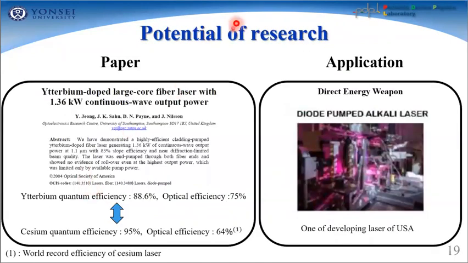The potential of my research is high efficiency. The left paper is a ytterbium doped large core fiber laser paper with 1.36 kilowatts. In this paper, the researcher group obtained 75% optical efficiency. However, the world record of the cesium laser is only 64%, despite the higher quantum efficiency. In my opinion, this is because the pump beam does not match the cavity mode. As a result, by my experiment, I expect a more efficient cesium laser could be obtained.